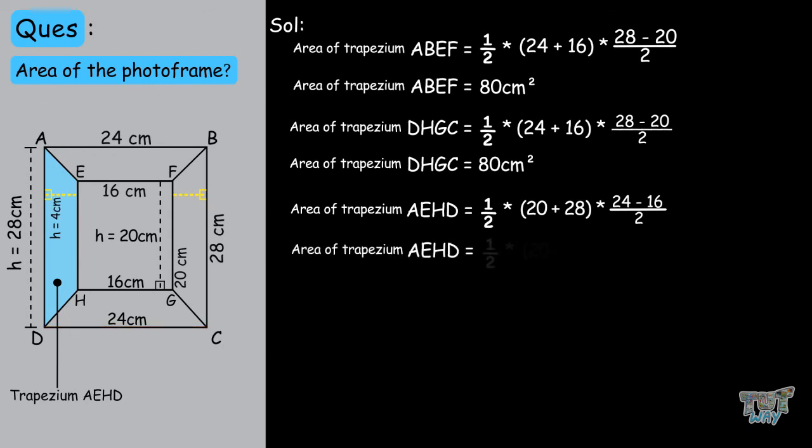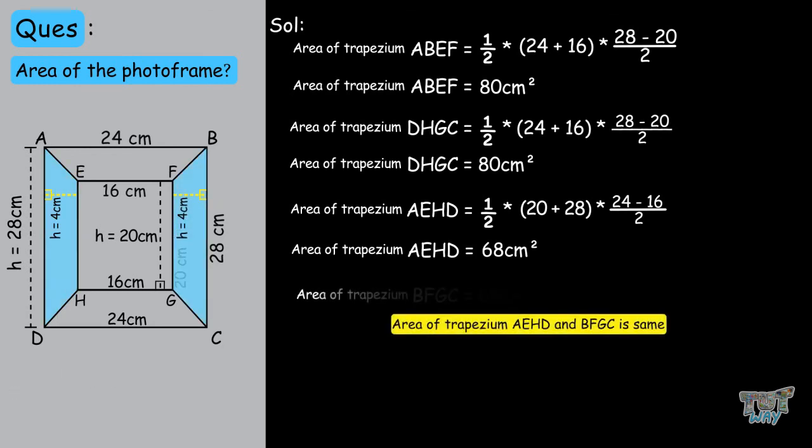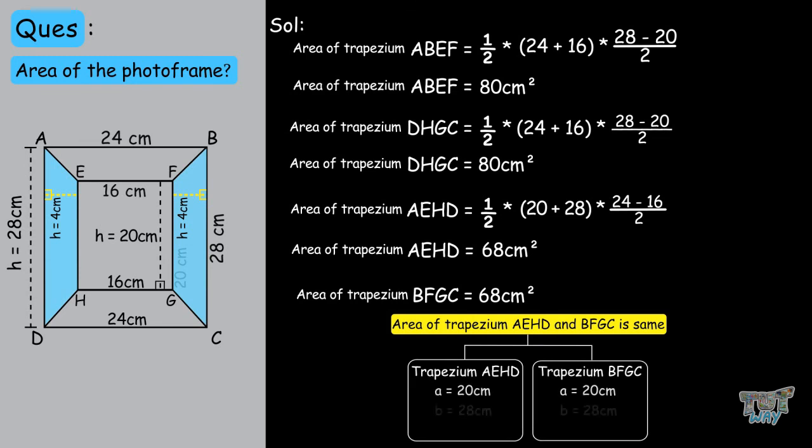Now multiplying half times 20 plus 28 times 4, we'll be getting 68 centimeters squared. So the area of the trapezium AEHD is 68 centimeters squared. This will be the same area for BFGC because they're congruent.